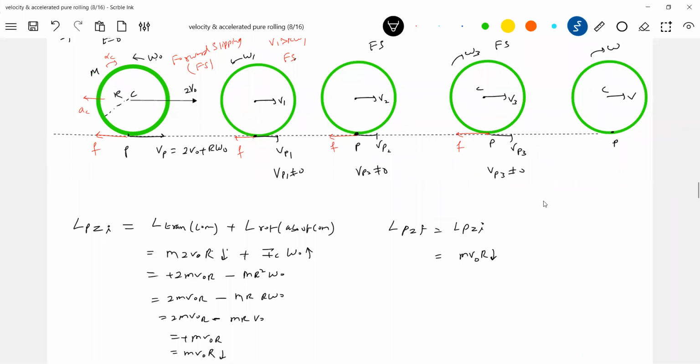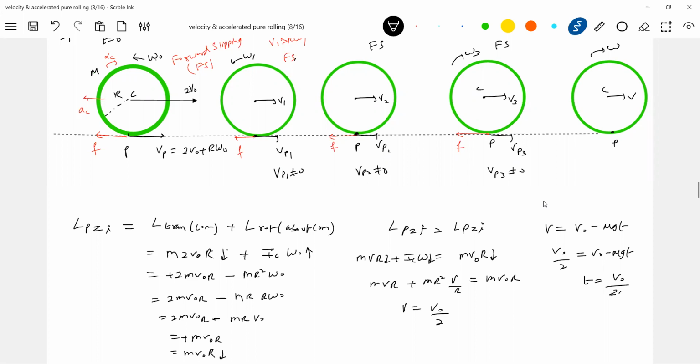So what actually happens here? First, this friction. I'll finish off the problem. Final angular momentum: M V R plus I_C omega, M R squared times V by R for pure rolling. So finally, V is equal to V naught by 2. Can we calculate the time taken to attain pure rolling? It's quite easy. V naught by 2 equals V naught minus mu g t, so t is equal to V naught by 2 mu g. After this time, it will attain pure rolling.